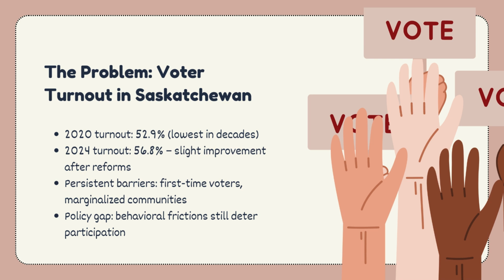In response, Election Saskatchewan introduced a new choice architecture in the 2024 election, such as a full voting week, on-site registration, and homebound voting options. And what was the result? The turnout rose slightly to around 56%, a marginal gain suggesting progress, but also that key behavioral barriers remain. From a policy lens, this is a design issue. So, how do we make civic participation the default behavior, not the expectation?